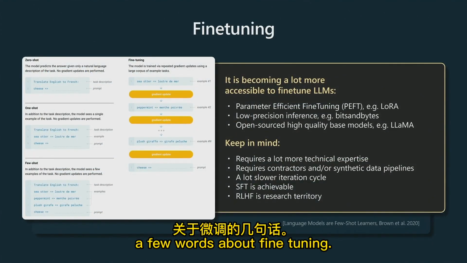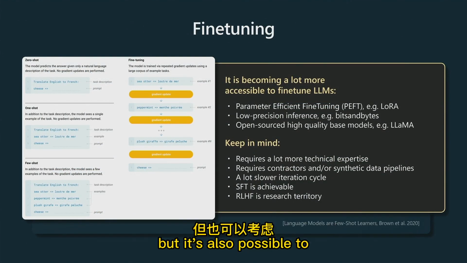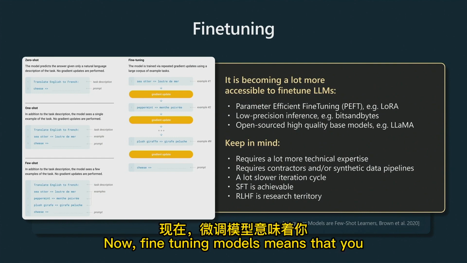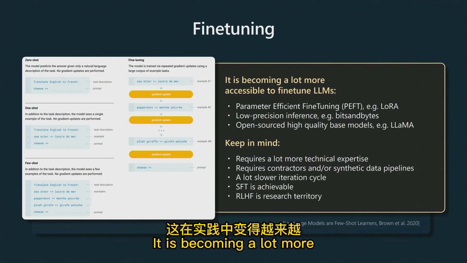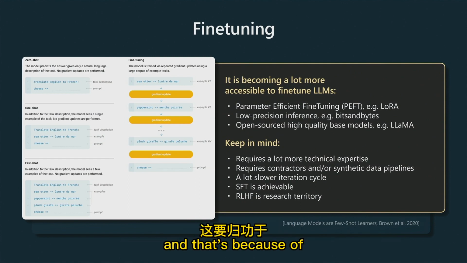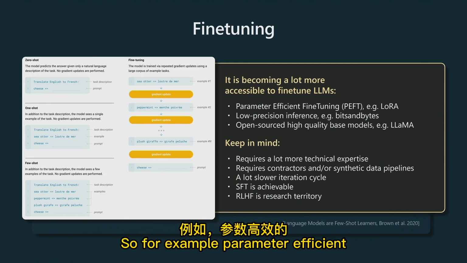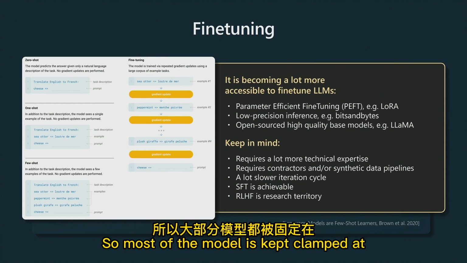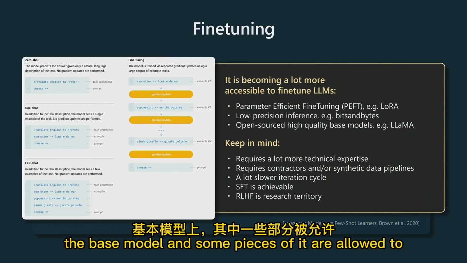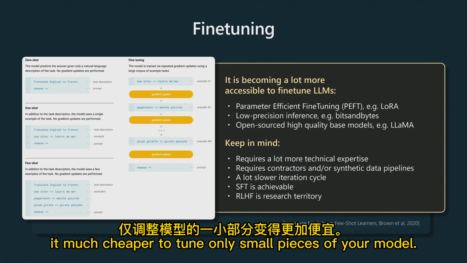I also wanted to say a few words about fine-tuning. It is the case that you can get really far with prompt engineering, but it's also possible to think about fine-tuning your models. Now, fine-tuning models means that you are actually going to change the weights of the model. It is becoming a lot more accessible to do this in practice, and that's because of a number of techniques that have been developed and have libraries for very recently. So for example, parameter-efficient fine-tuning techniques like LoRA make sure that you're only training small, sparse pieces of your model. So most of the model is kept clamped at the base model, and some pieces of it are allowed to change, and this still works pretty well empirically, and makes it much cheaper to tune only small pieces of your model.